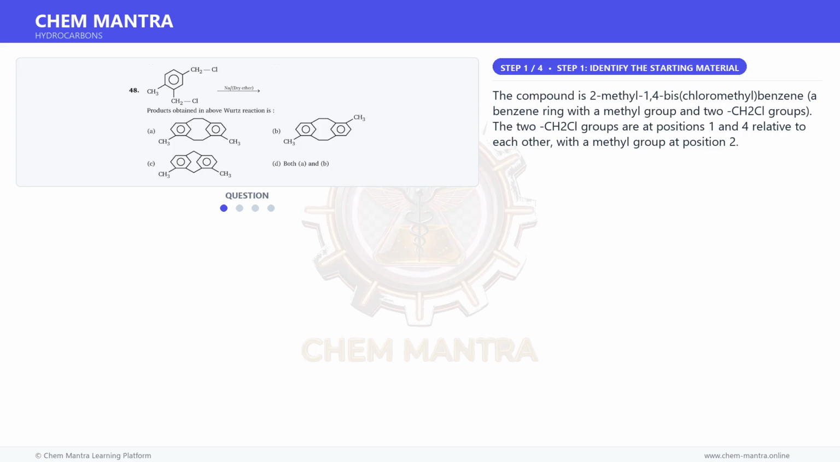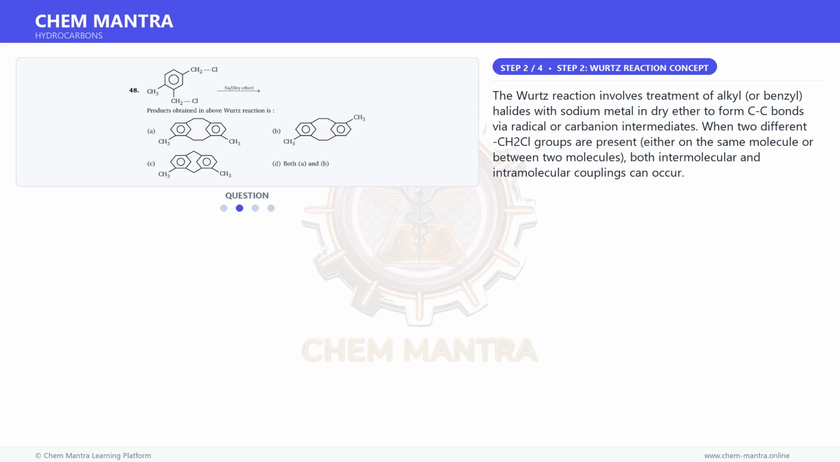The compound is 2-methyl-1,4-bis(chloromethyl)benzene, a benzene ring with a methyl group and 2 CH2Cl groups. The 2 CH2Cl groups are at positions 1 and 4 relative to each other, with a methyl group at position 2. Let us first understand the key concept here.